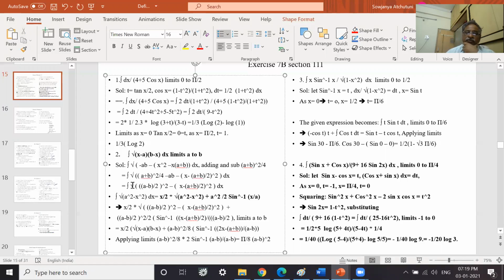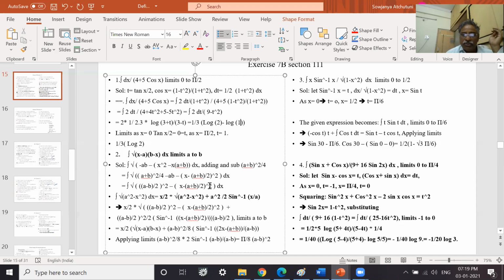So this is in the form of square root of a square minus x square. We know the formula for integral root of a square minus x square: x by 2 square root of a square minus x square plus a square by 2 sine inverse x by a. So I put x by 2 square root of a square minus x square, the whole under root will come. Root of a square minus x square plus x by 2.